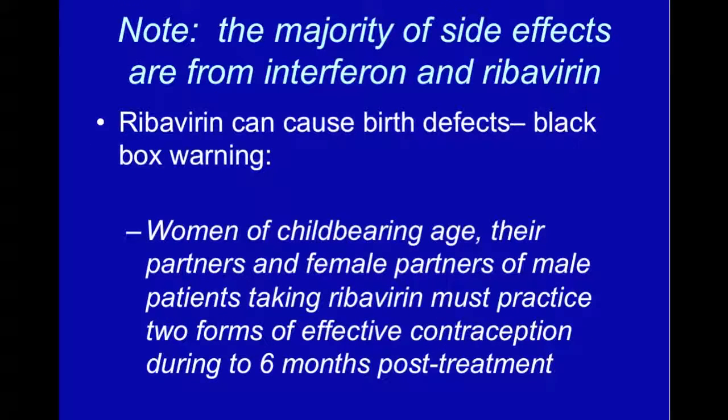Women that are of childbearing age that are taking ribavirin want to make sure that they are practicing 2 forms of effective contraception during treatment and 6 months after treatment. You want to be sure that you do not get pregnant during that time frame. For men that are taking ribavirin, they want to make sure that they are using 2 forms of contraception as well during treatment and 6 months post-treatment. Do not want to take a chance of their partner becoming pregnant during that time frame.